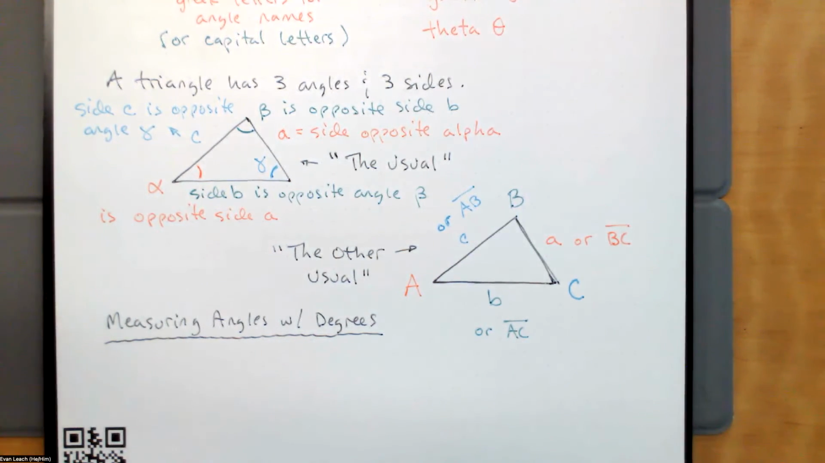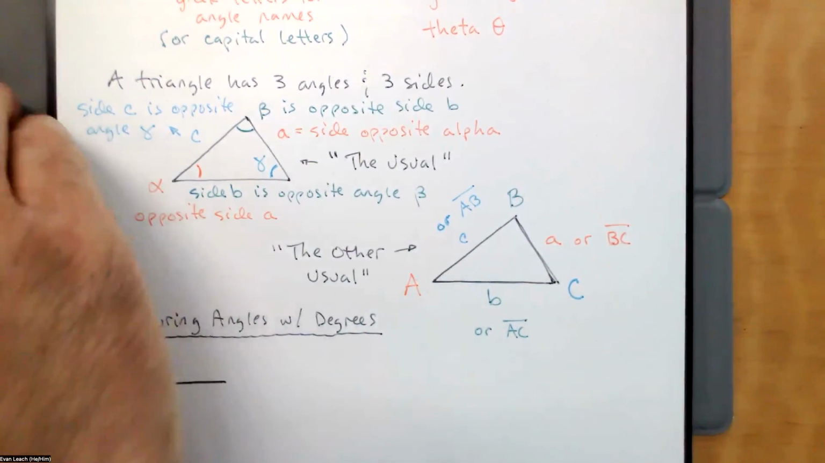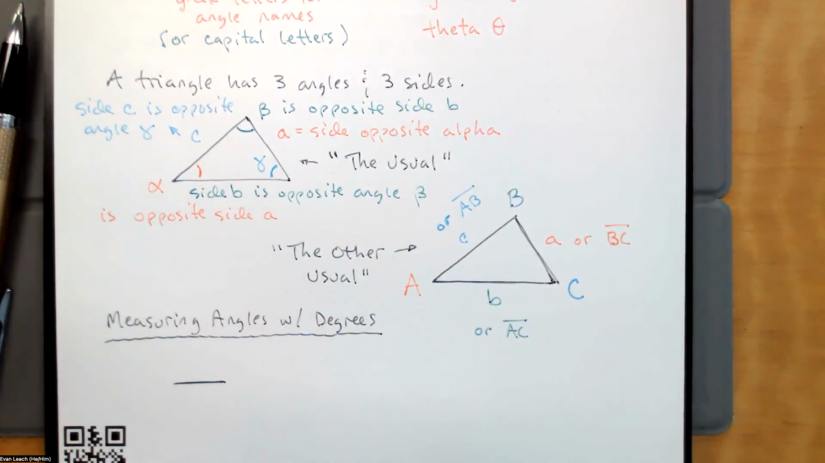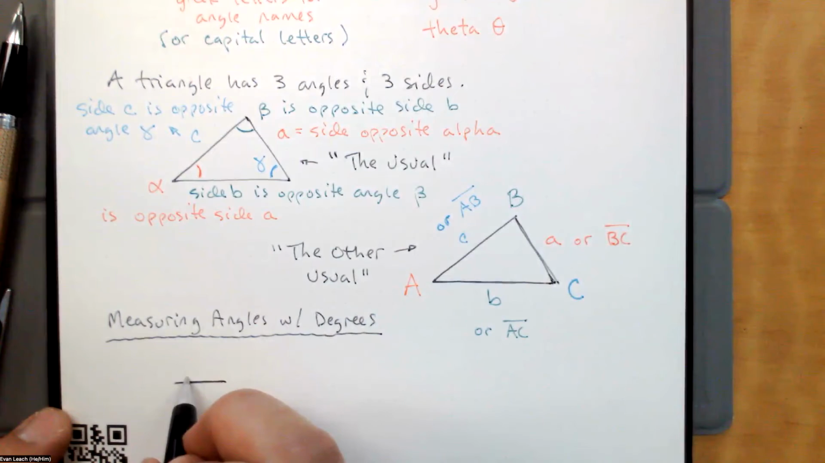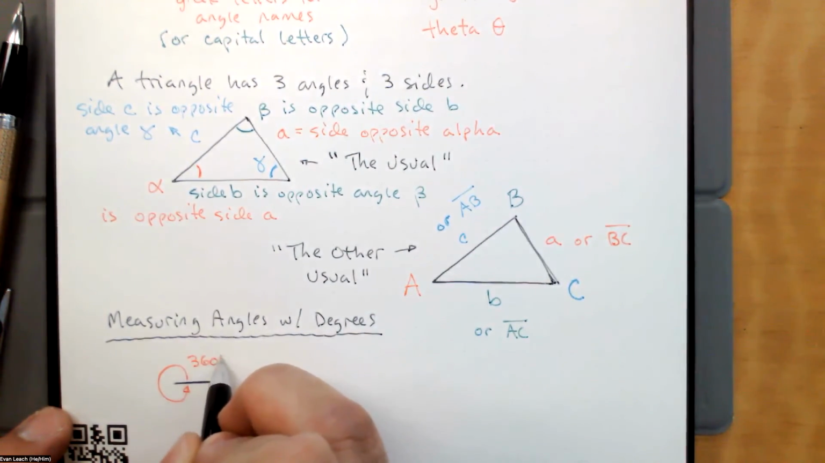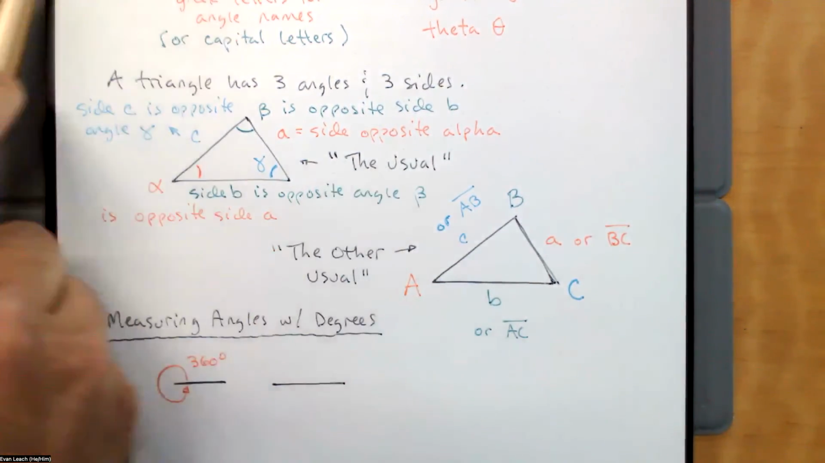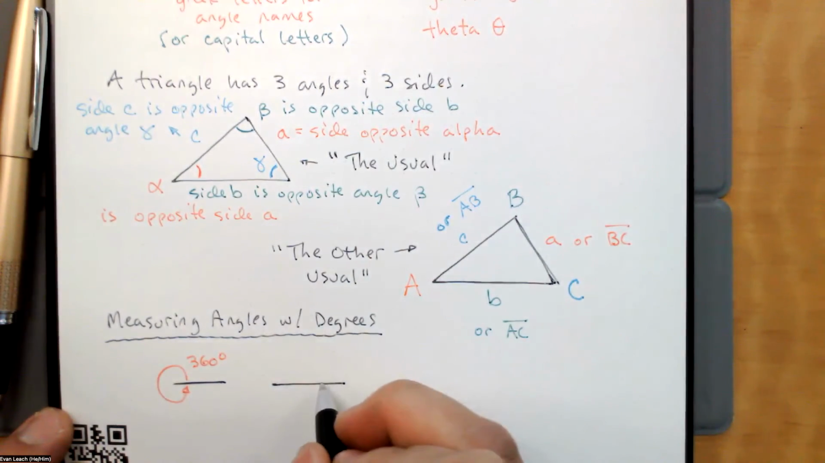We measure angles with things called degrees. If I make a full circle, how many degrees is that? See, you already know this stuff. If I go all the way around, that is 360 degrees. If I go halfway around, how many degrees is that? 180.